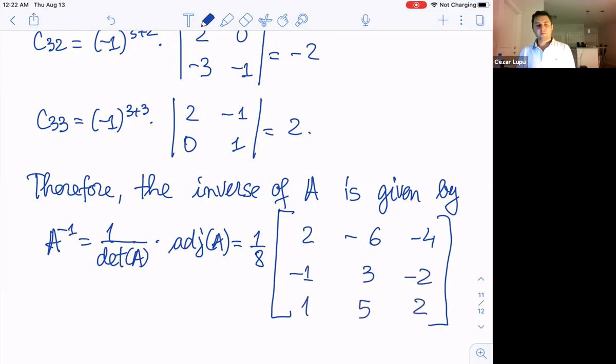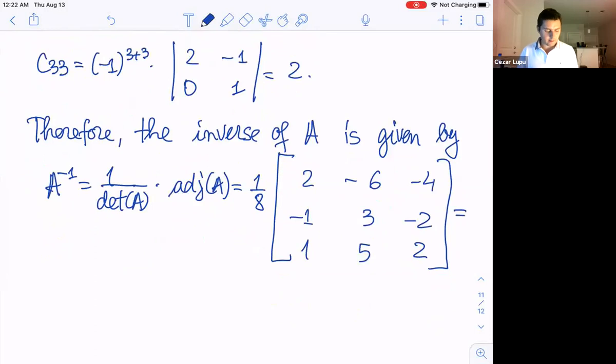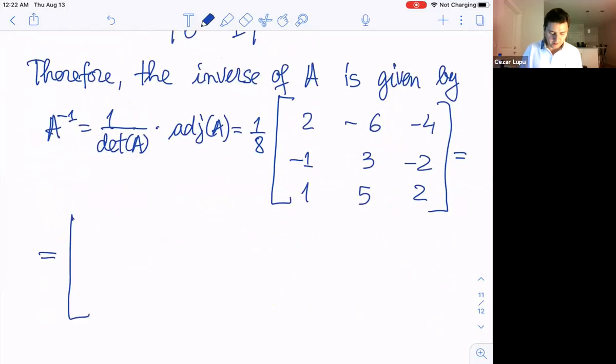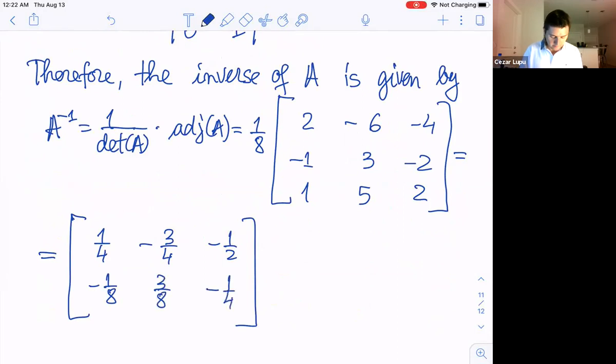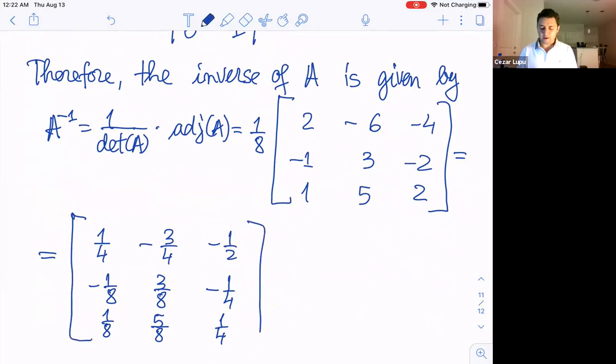And again, if you plug 1 over 8 inside the matrix, it will give you nothing else than just 1/4, minus 3/4, minus 1/2, minus 1/8, 3/8, negative 1/4, 1/8, 5/8, and 1/4. Okay, great. That's the inverse of A.